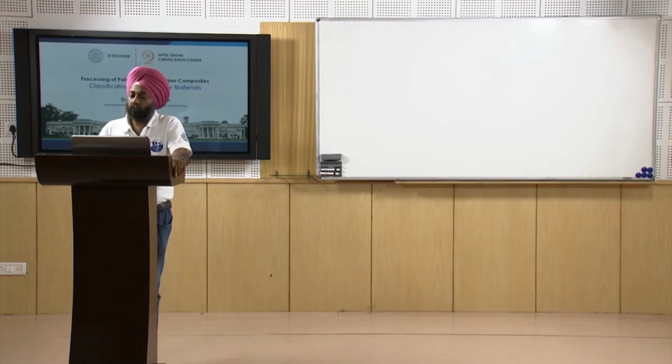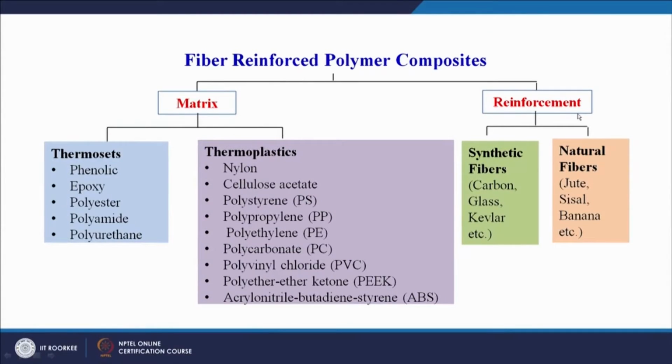Similarly, from reinforcement point of view, we can use synthetic fibers as the reinforcement, and we can also use the natural fibers as the reinforcement. From synthetic fibers point of view, we can have carbon, glass, Kevlar as the reinforcement. So Kevlar is basically aramid fiber. So the synthetic fibers: carbon, glass and Kevlar.